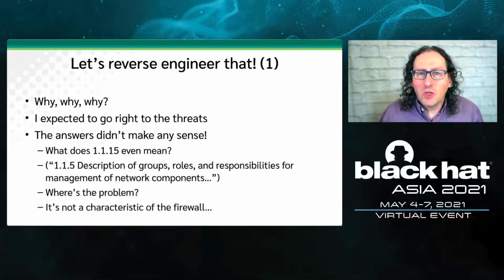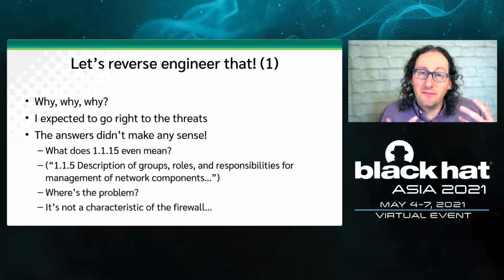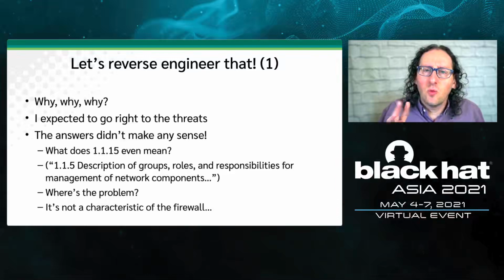So let's do some reverse engineering. Why? So I started looking at this and I started to go right to the threats, right? What threat does this line address? Because the compliance standard is a set of mitigations to those threats. And so I would look at a line like 115, this description of groups, roles, and responsibilities. Where's the problem? This isn't a characteristic of the firewall. What's going on here? What is the reason that this thing works the way it does?